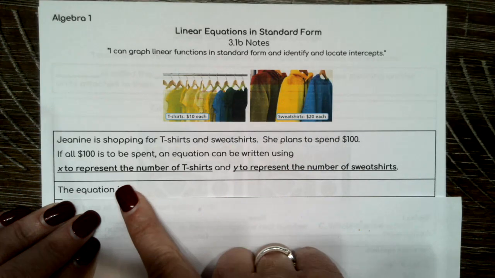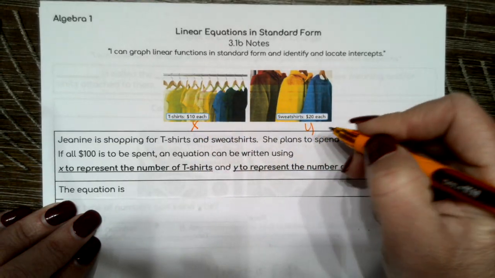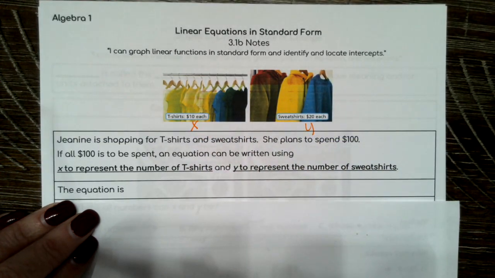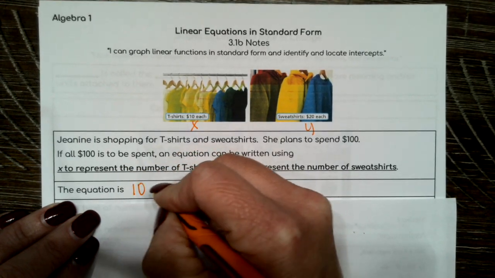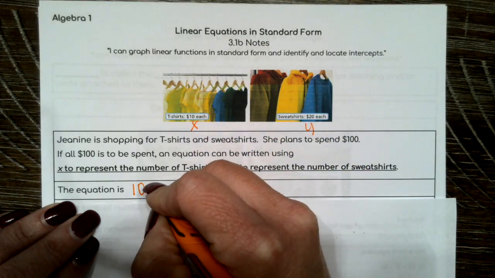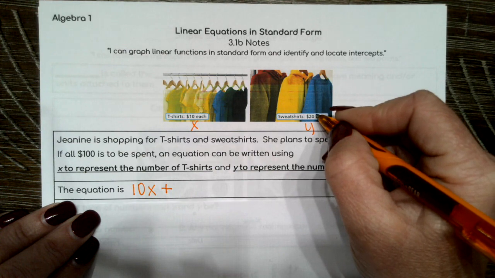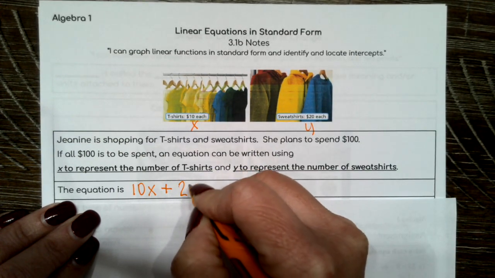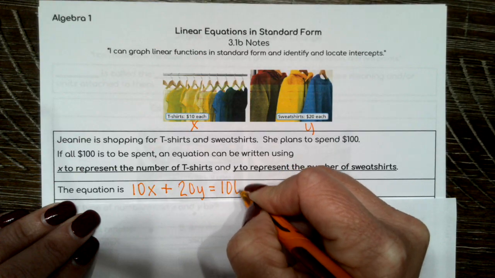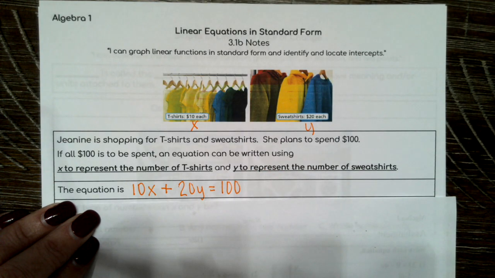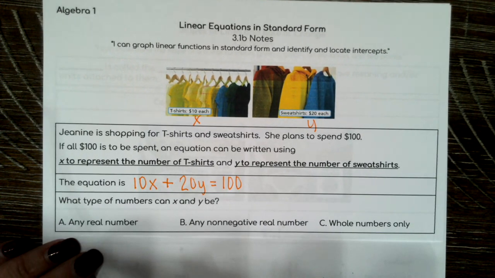So the equation, if X represents t-shirts and Y represents sweatshirts, we're going to multiply the price of the t-shirt times the number of t-shirts that there are. So we don't know how many that is, so that's X. And then we're going to add that to the price of the sweatshirts, which is 20 times Y, and we're going to set that equal to 100. That's the equation. Now, what type of numbers can X and Y be?